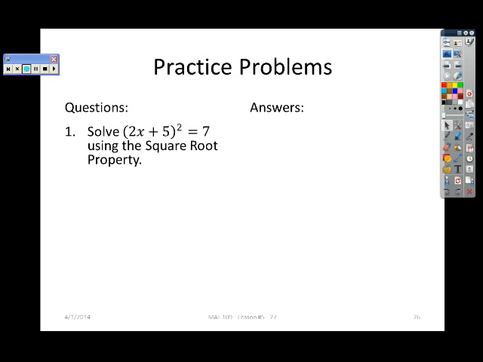Your variable is completely inside this perfect square. I don't have a variable outside that's perfect square. Those are the two things. It needs to be a perfect square, and it needs to have the variable completely inside that perfect square. If it meets those two conditions, square root property is far and away the easiest way to solve it.